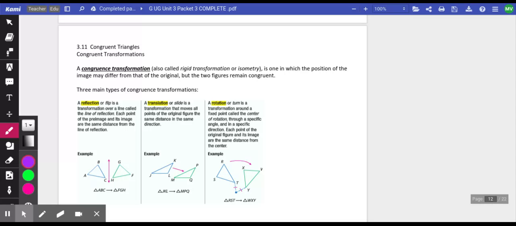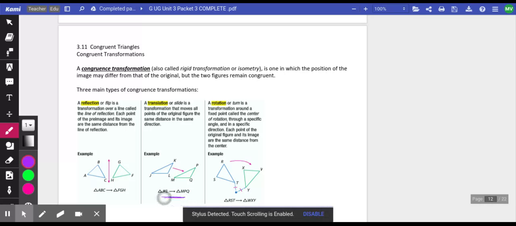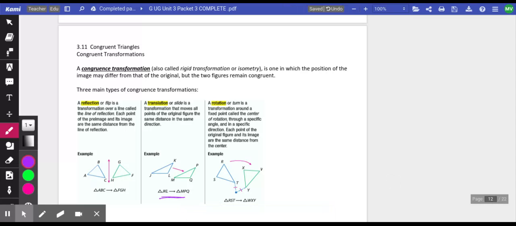Second is a translation, which is another word for slide, which means these two triangles here are still congruent because all I did was slide it. And lastly is a rotation or a spin. So all I did was spin it.